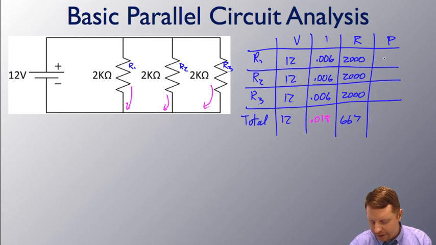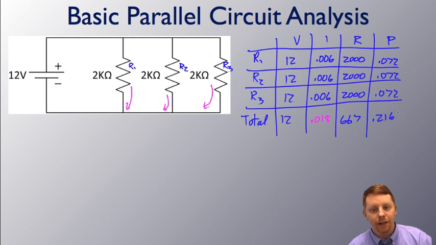Well, now the power again should be pretty straightforward. Just multiply V times I for all of these, and I come up with 0.072, 0.072, 0.072, and add them up, or V times I down here, to come up with the total power dissipated of 0.216 watts, or 216 milliwatts.